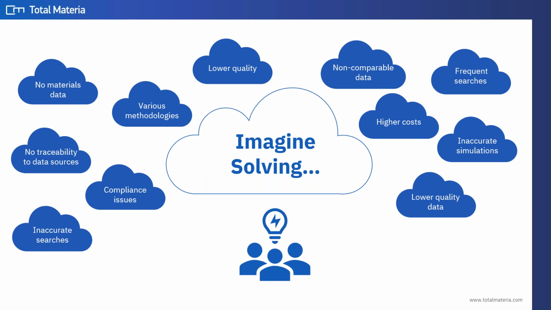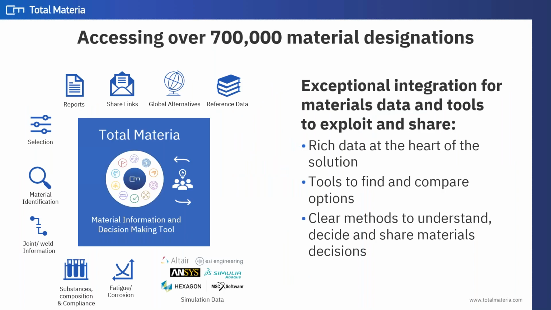No data or wrong data, even worse, non-comparable data, frequently searching the same things, and compliance issues, inaccurate searches, lower quality data, and estimated data are the worst as well. So accessing over 700,000 material designations in one source. Exceptional integrator for material data and tools to exploit and share rich data at the heart of the solution.